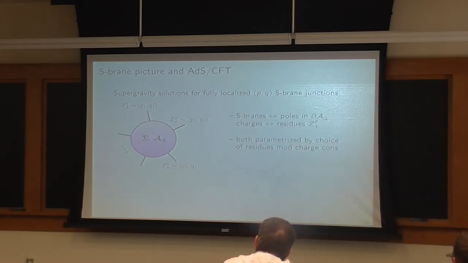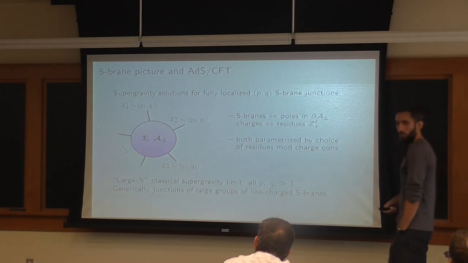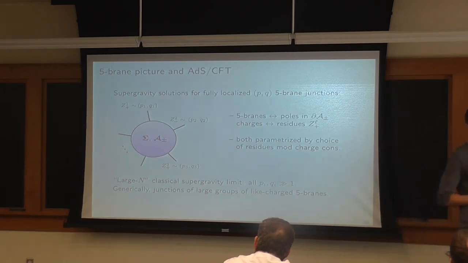So the 5-branes correspond to poles in the differentials. The charges correspond to residues. And the parameters are exactly the same on the supergravity side and on the string theory side. So that tells us that we're really understanding what we're doing here, mapping between supergravity solutions and these brane intersections. So this is a unique resolution. Yes. It took a while to figure out, but at the end of the day, this is the gist. It's a one-to-one map between supergravity solutions and brane junctions.